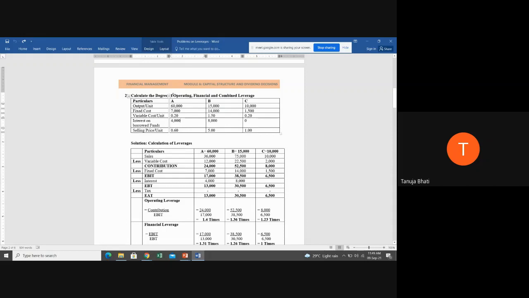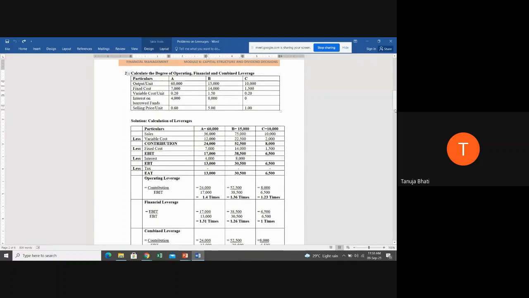They are telling us to calculate operating, financial, and combined leverage. Students, before solving the problem, we know that for operating, financial, and combined leverage, we need to know the contribution, EBIT, and EBT. So for that, we will put the solution in the form of the format. Calculation of leverages. I will show you the solving for A. On the same lines you have to solve it for B and C.